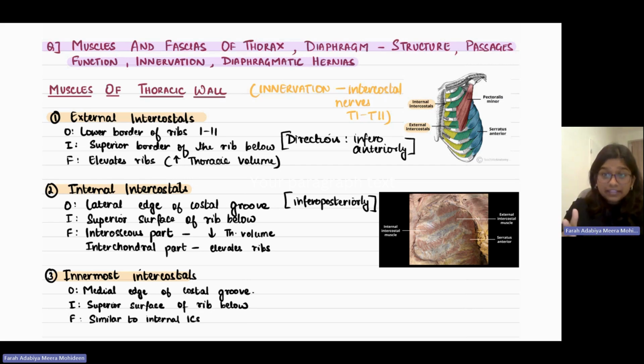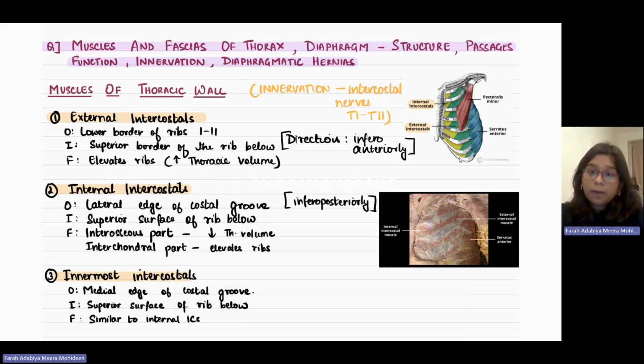It would elevate the ribs, like it lifts the ribs up, right? So as a result, thoracic volume would increase. This is the major function of external intercostal muscles, which are the green ones. The second muscle we're going to talk about is the internal intercostal muscles. In the picture, they're yellow in color.